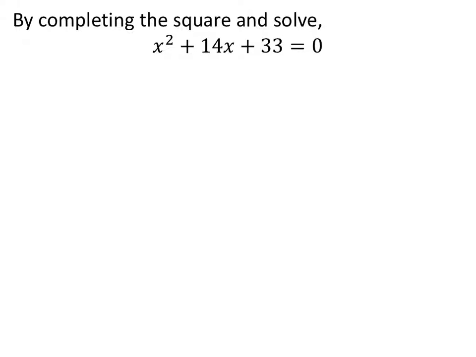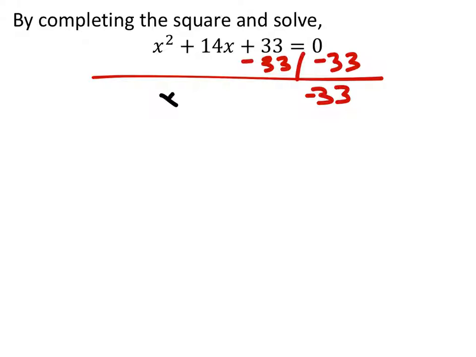Solved by completing the square? Okay, let's look at this one. We start by seeing that the coefficient of x squared is 1, which is good. We do want that 1 to be there. But for step 2, what I don't want is to see that plus 33, because I just want the variables on one side of the equal sign. So I'm going to subtract 33 from both sides, and now I have x squared plus 14x equals negative 33.